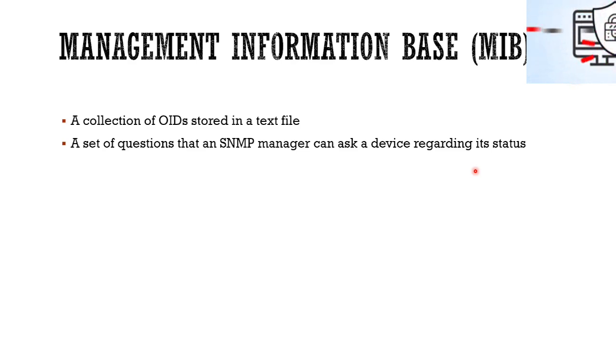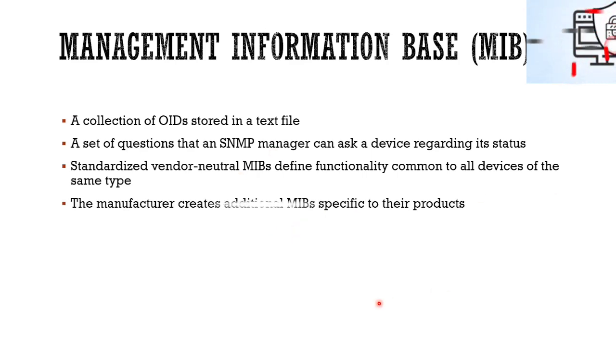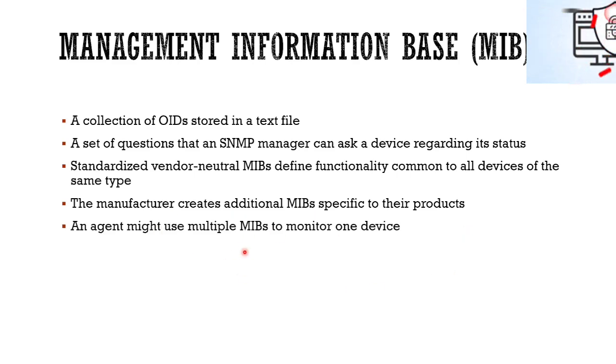So we have these standardized vendor-neutral MIBs that define functionality common to all devices of the same type. And then if you want to get additional MIBs from the manufacturer, fine. An agent might use multiple MIBs to ask various questions from one device. Most SNMP managers already have all the common MIBs installed, the vendor-neutral ones, or even the vendor-specific MIBs for really popular products.